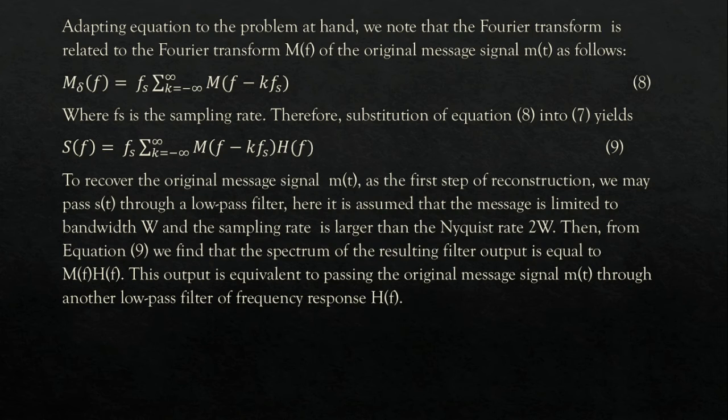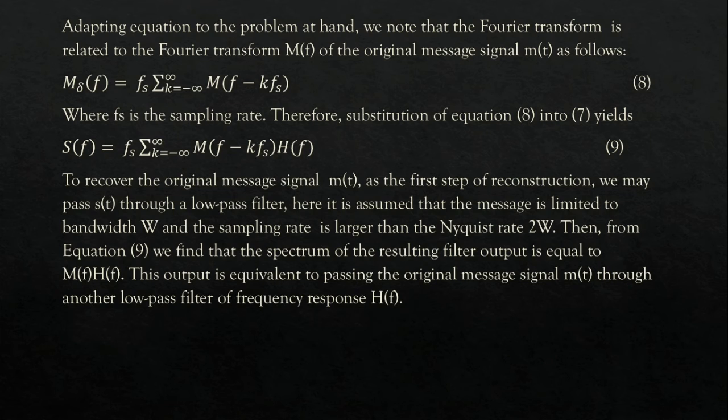Adapting equation 3 to the problem at hand, we note that the Fourier transform M delta of f is related to the Fourier transform M of f of the original message signal m of t as follows: M delta of f equal to fs sigma k equal to minus infinity to infinity M of f minus k fs. Let's take it as equation number 8, where fs is the sampling rate. Therefore, the substitution of equation 8 into 7 yields S of f equal to fs sigma k equal to minus infinity to infinity M of f minus k fs capital H of f. It is equation number 9.